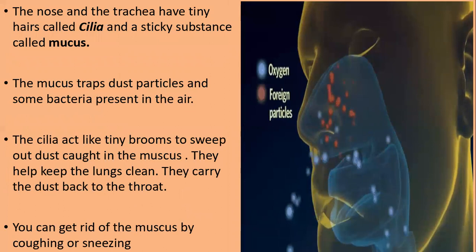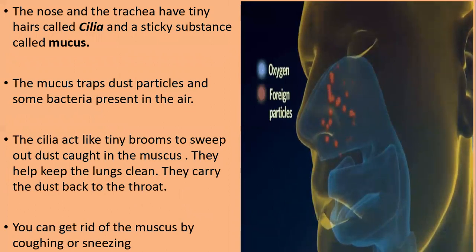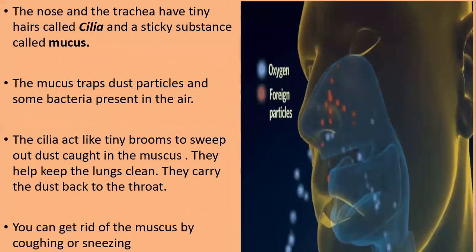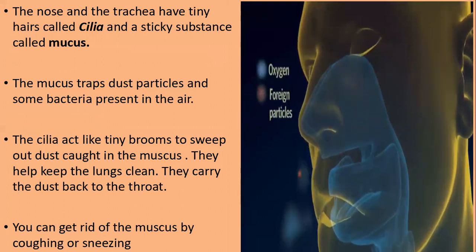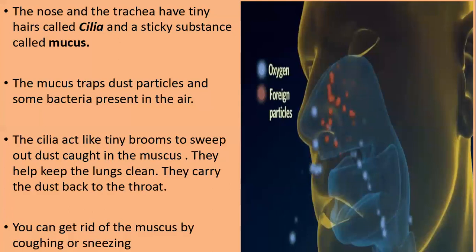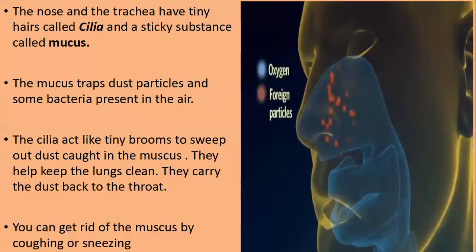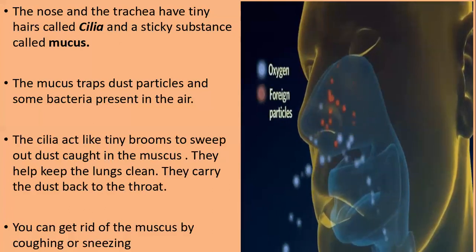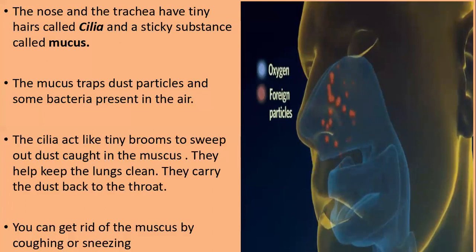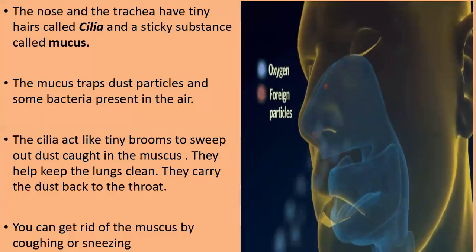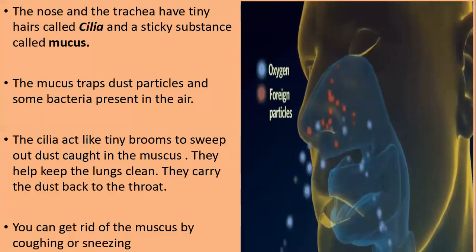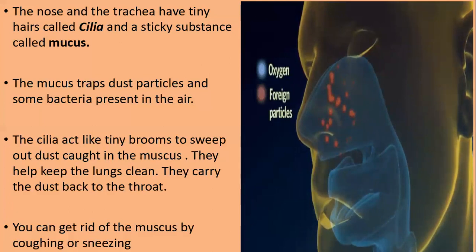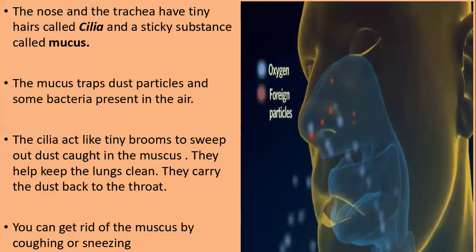The nose and the trachea have tiny hairs called cilia and a sticky substance called mucus. The mucus traps dust particles and some bacteria present in the air. The cilia act like tiny brooms to sweep out dust caught in the mucus. They help keep the lungs clean. They carry the dust back to the throat. You can get rid of the mucus by coughing or sneezing.